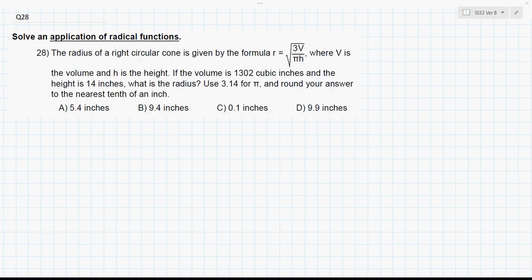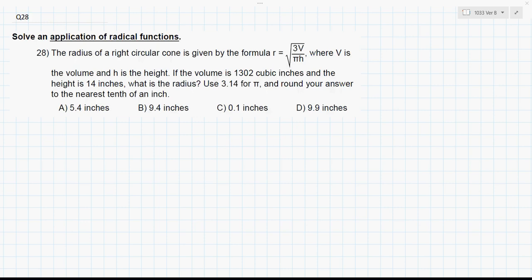Okay, so the radius of a right circular cone is given by the formula r equals the square root of 3v over pi h, where v is the volume and h is the height. If the volume is 1302 cubic centimeters and the height is 14 inches, what is the radius? Use 3.14 for pi and round your answer to the nearest tenth of an inch.